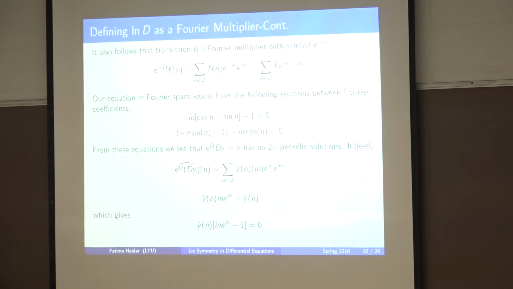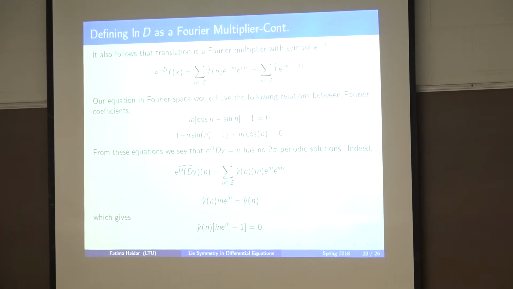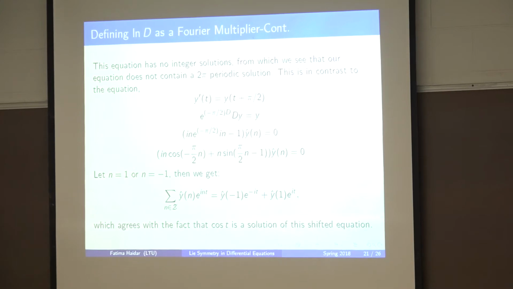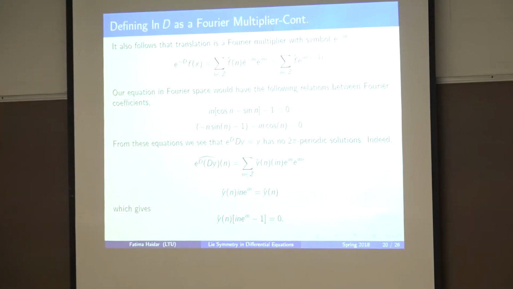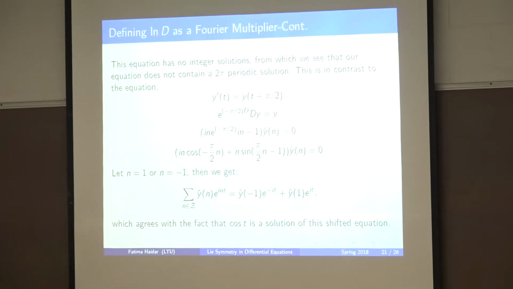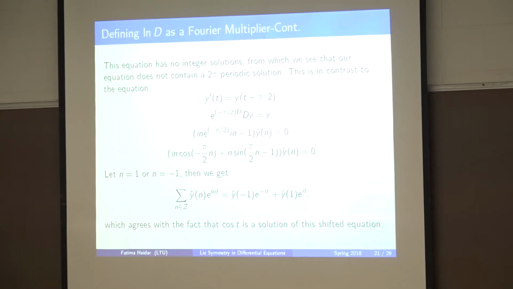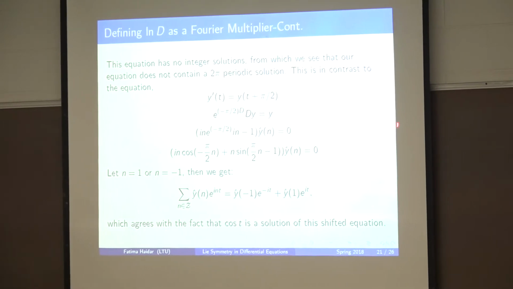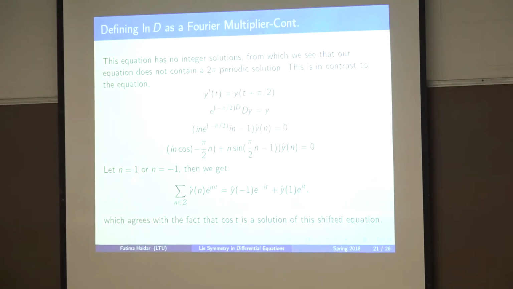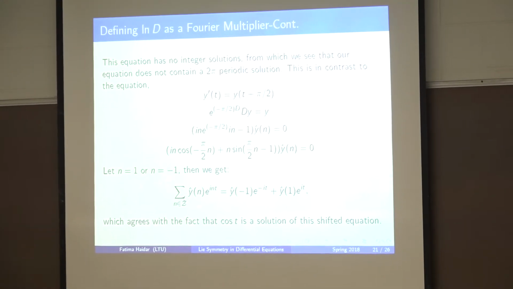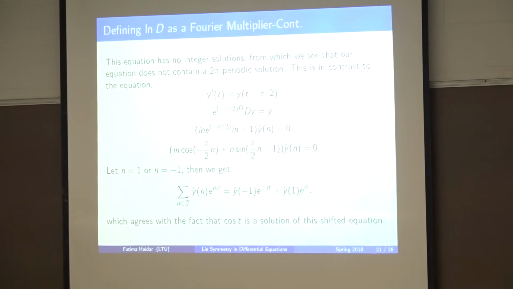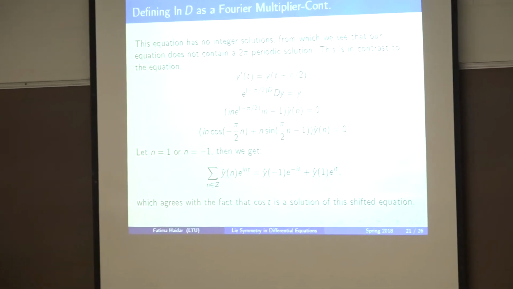Indeed, here e to the D y, we're going to have this series y hat of n, e to the i n x, and then we can get this, where if we want to solve it, as we said, we have no 2 pi periodic solutions. If we consider here pi over 2 and negative pi over 2, we get this solution with sine and cosine, a periodic solution. Then if we substitute n as minus 1 and 1, we get this periodic function, which occurs in the fact that cosine t is a solution of this shifted equation.